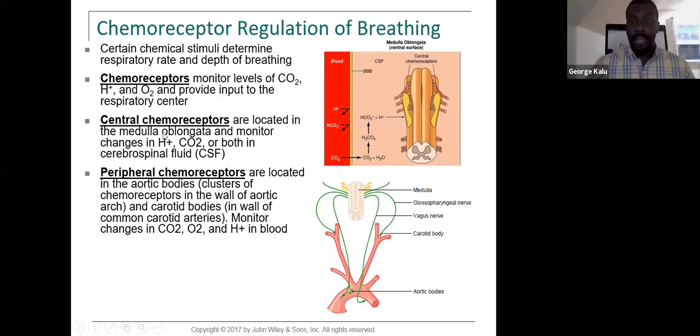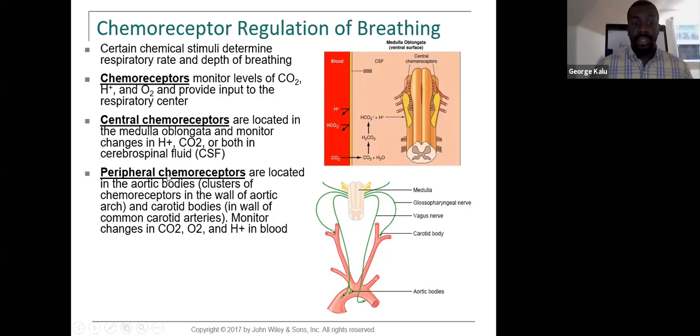The first type of chemoreceptor is called the central chemoreceptors, and these are found inside the medulla oblongata, inside your central nervous system, essentially. These would be your hydrogen ion and your carbon dioxide levels as well. So they're able to pick up on these particular chemicals inside the brain, inside the cerebrospinal fluid.